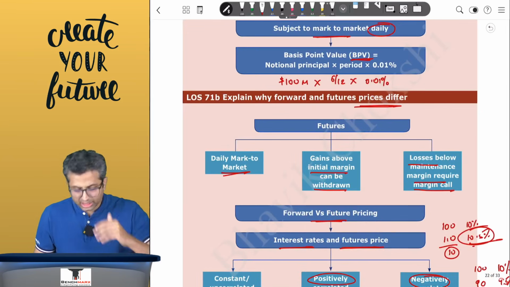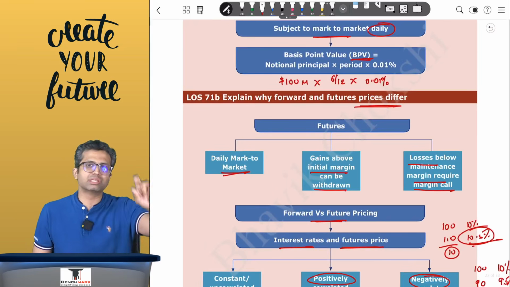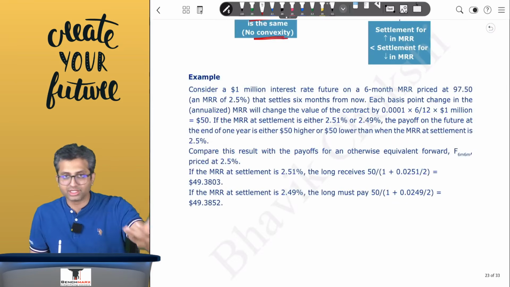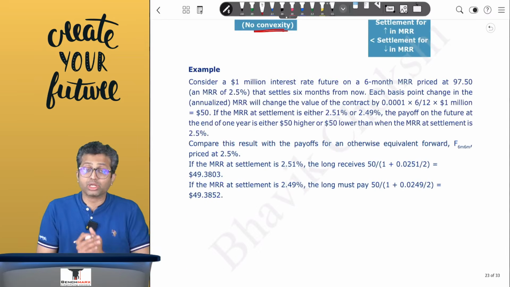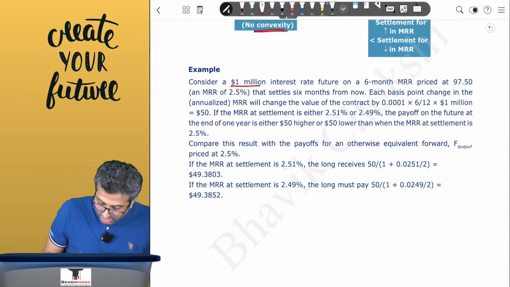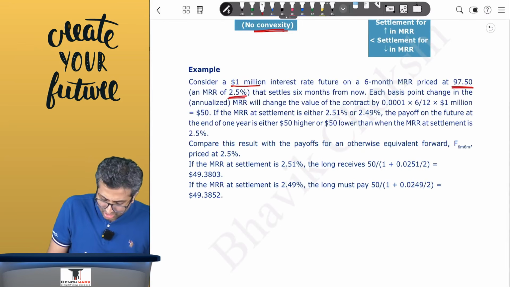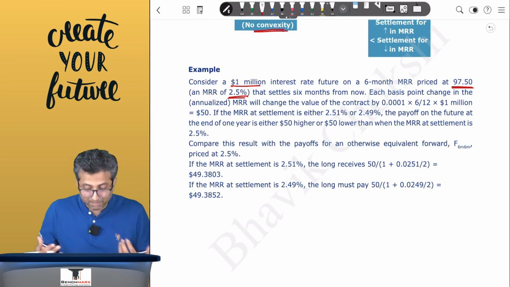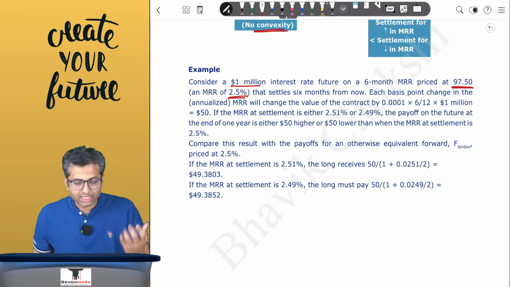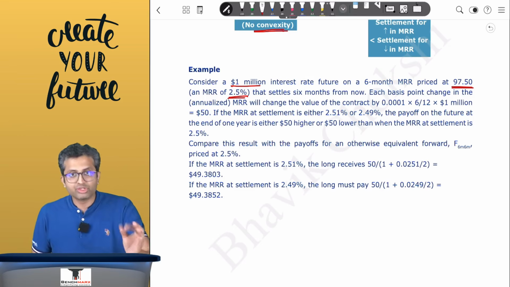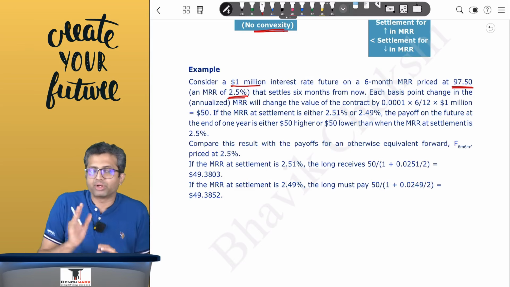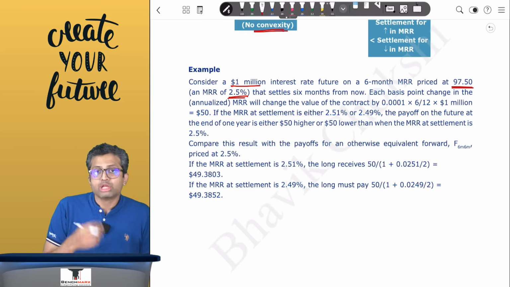Now the thing is, this is a little complex. It is linked to the concept of convexity. This in any case is complex when it comes to fixed income. Similar concept over here. For example, if there's a 1 million interest rate future which is now priced at 97.5, so MRR is 2.5%. Now if you are a borrower, you are buying at 2.5% and the rate goes up, let's say to 2.51%, in which case you are gaining because you have bought at 2.5 and the rate becomes 2.51, so there will be a gain.